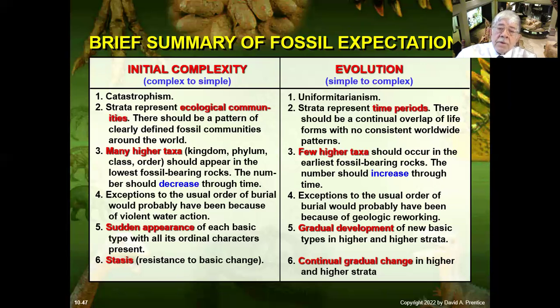Creation says the exceptions to the usual order of burial would probably be because of violent water action. Evolution says exceptions to the usual order of burial would probably have been because of geologic reworking. Creation expects sudden appearance of each basic type. Evolution says, no, that shouldn't happen. We should see a gradual development.